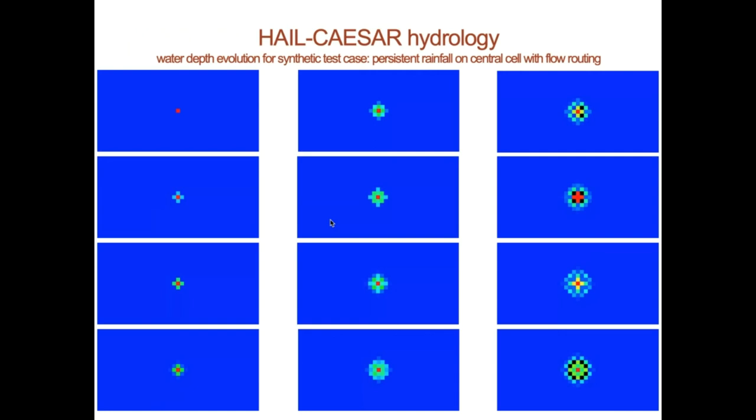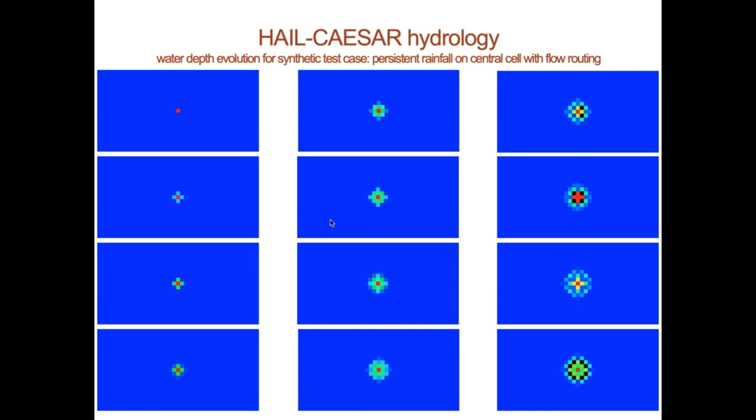So to put this into pictures, which are just a bit clearer, just to know what we're talking about, these images here show a synthetic time evolution of the Hail-Caesar hydrology algorithm. And these are actually produced not by the original Hail-Caesar code, but by the new parallelized version that I produced in this project.